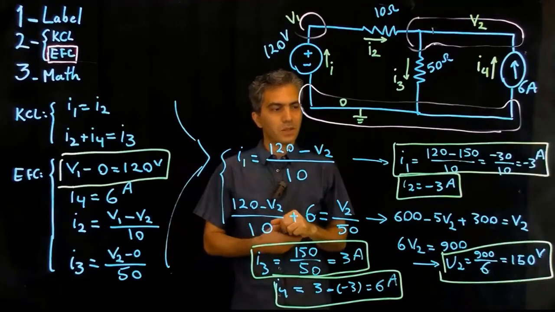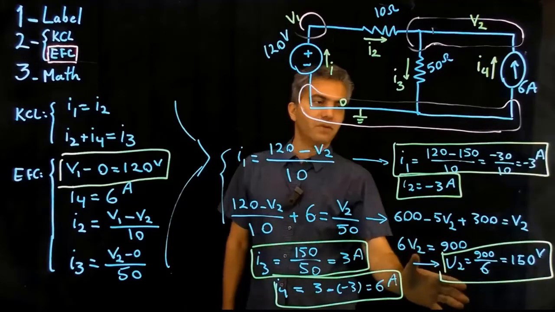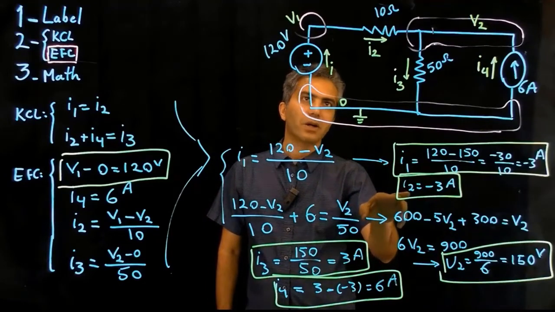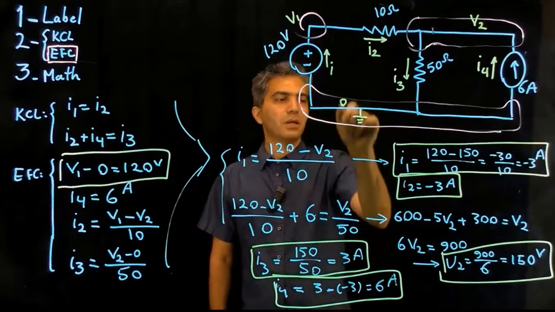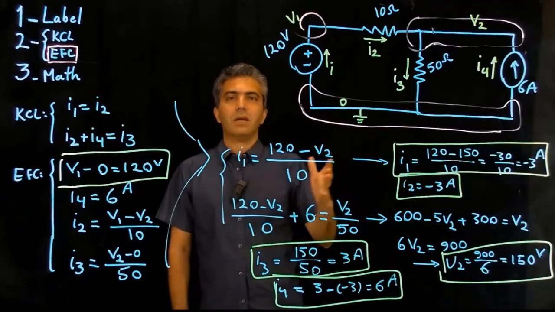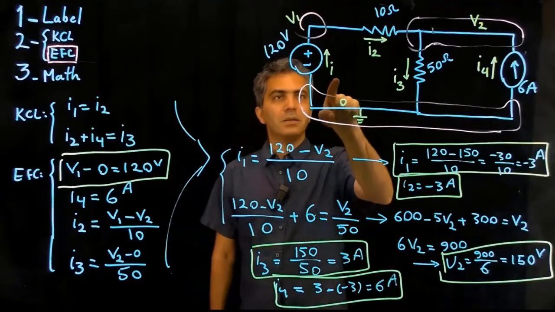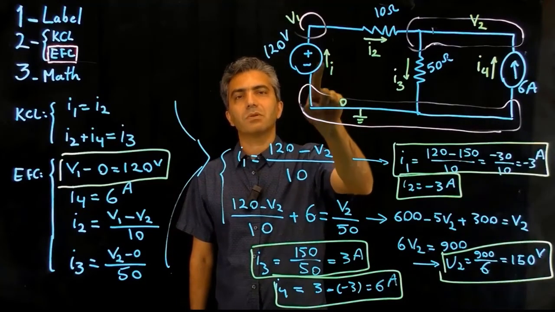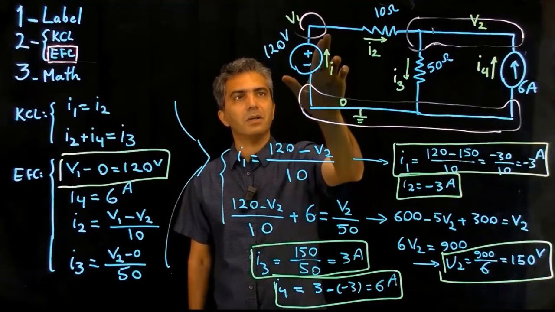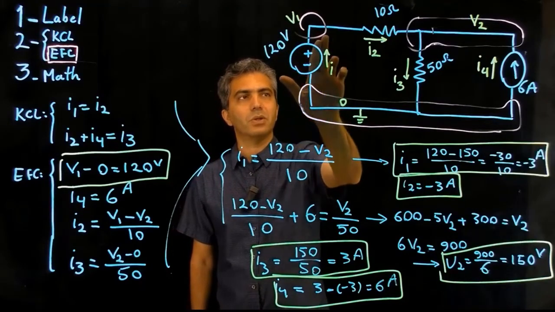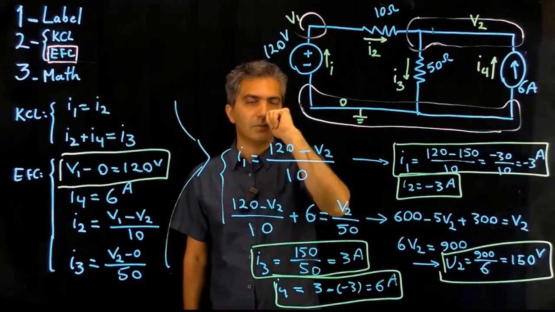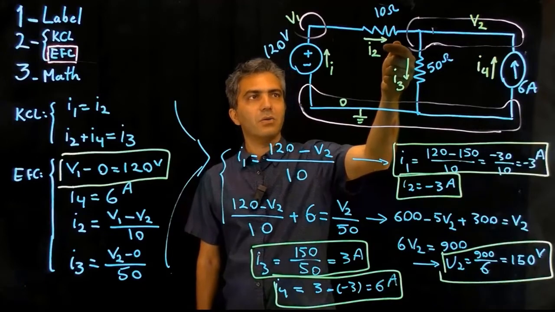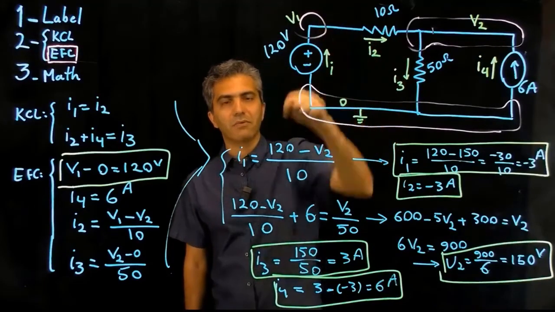Now, notice that in this specific example, the value for the current I1 and the value for the current I2 turn out to be negative. So what that means is that the assumption we made in terms of the direction of the current, which we said the current for this component is going in this direction, and for that component is going in that direction, that's actually incorrect. So I1 and I2 are going in the reverse direction.